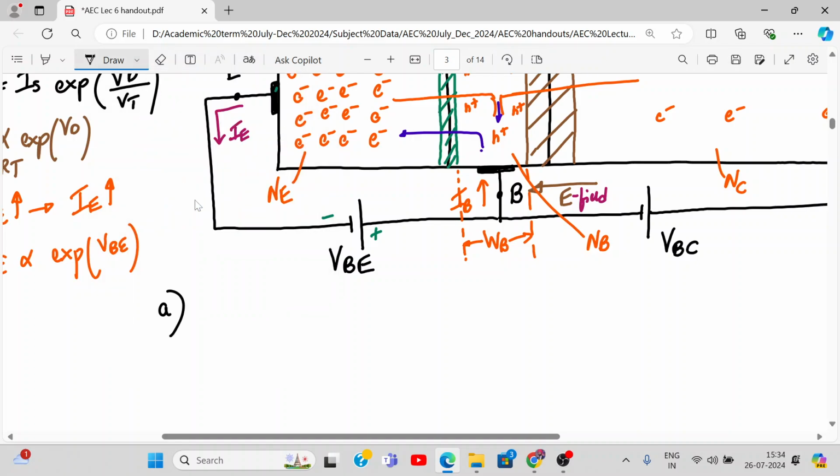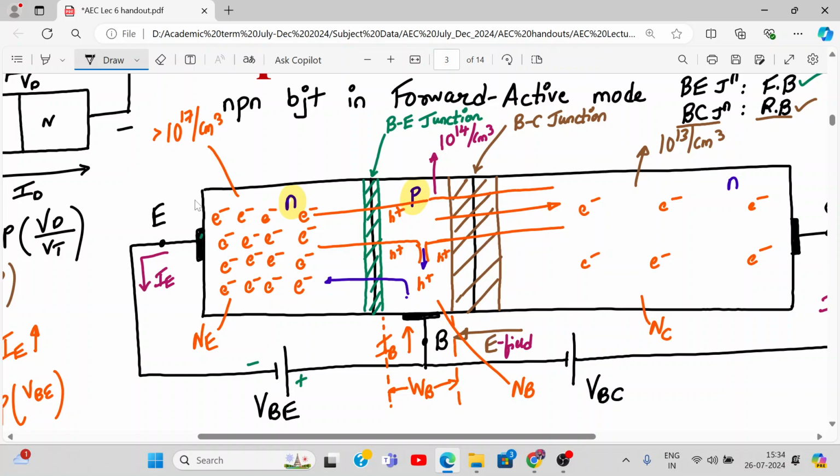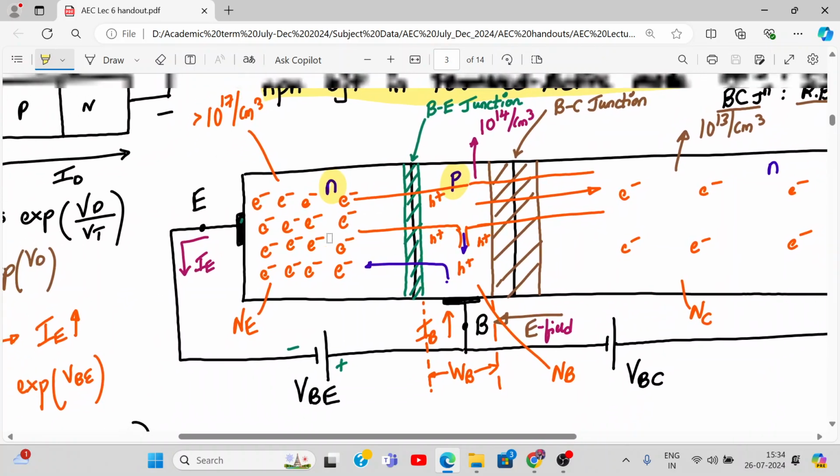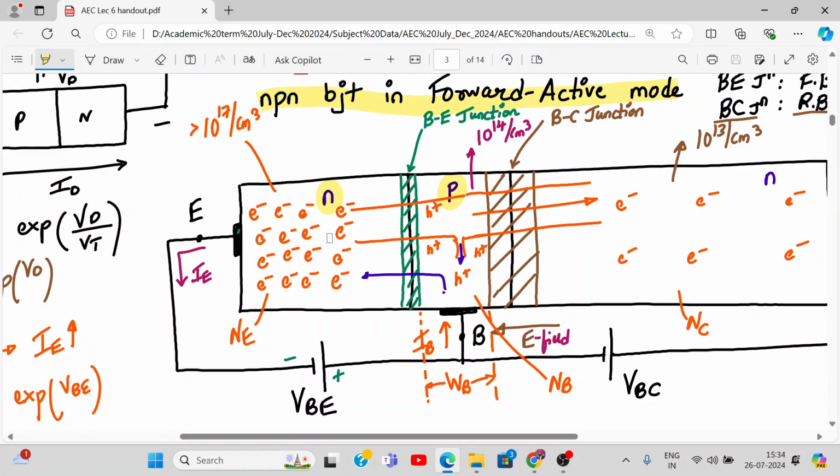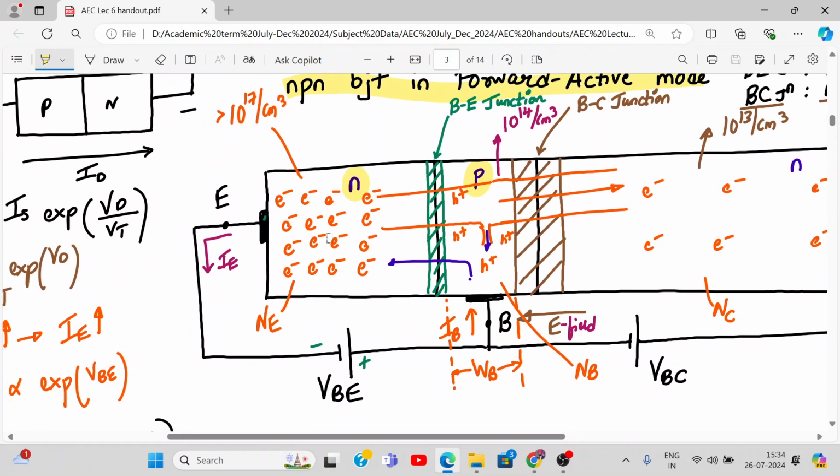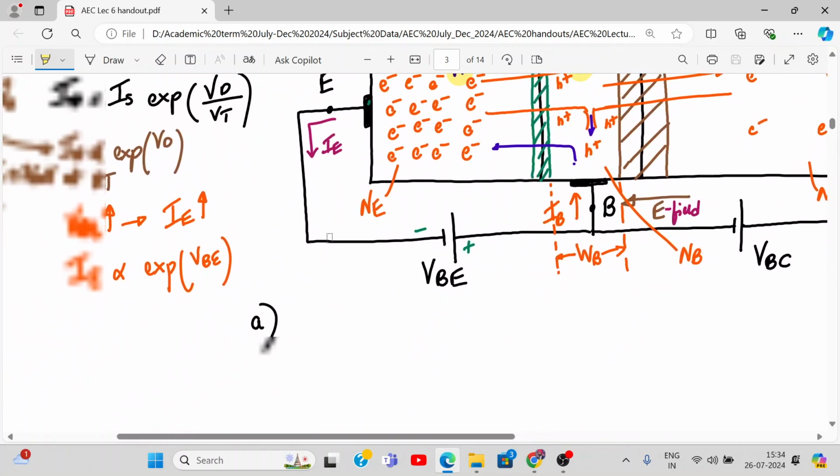This is NPN BJT operation in forward active mode. We can have operation in cutoff and saturation also, but this is the most used operating region which we are analyzing. Cutoff and saturation is for use as a switch. We don't want to use it as a switch right now. We want it for an amplifier. For an amplifier, this is the explanation we have.